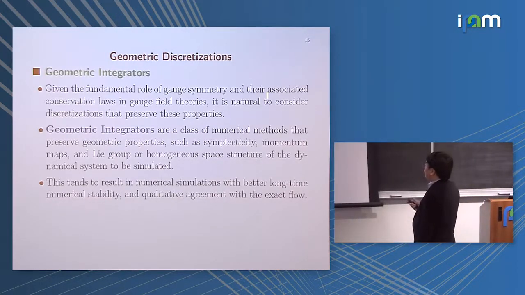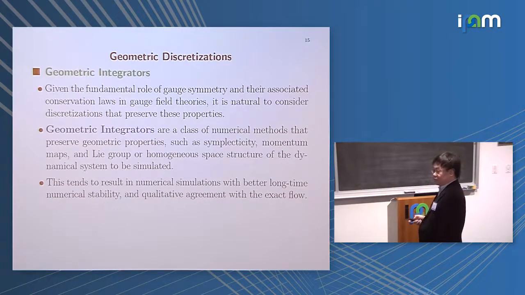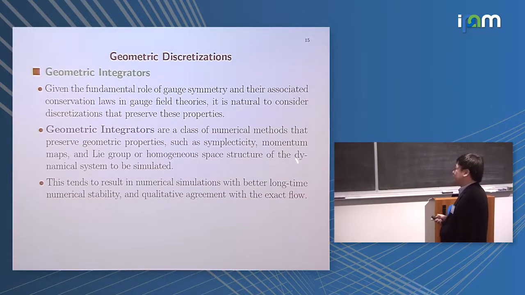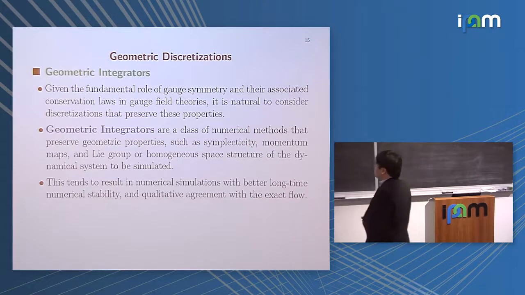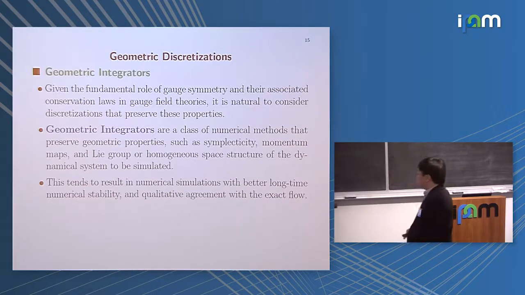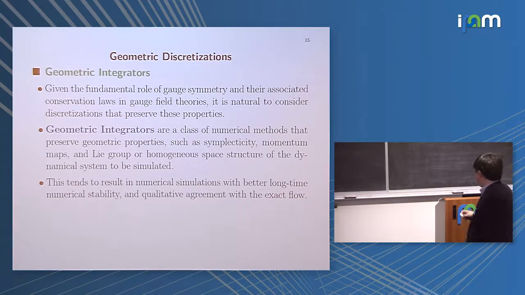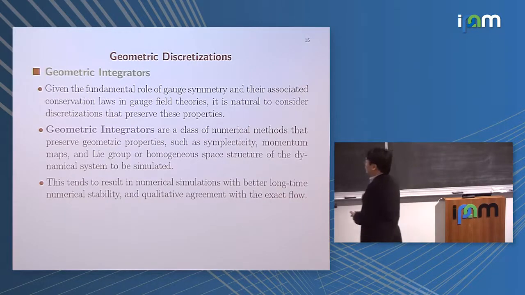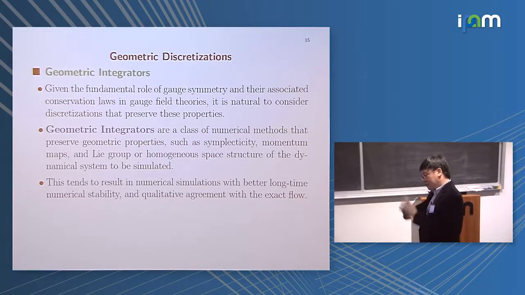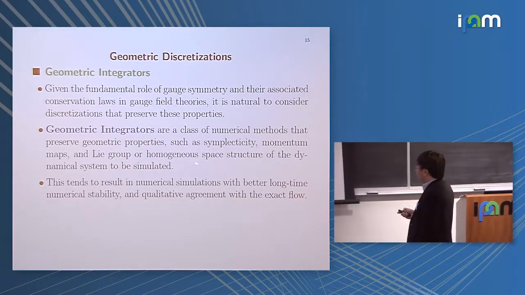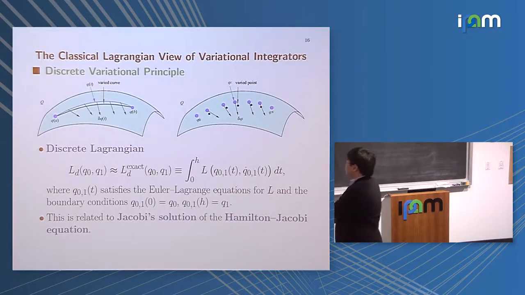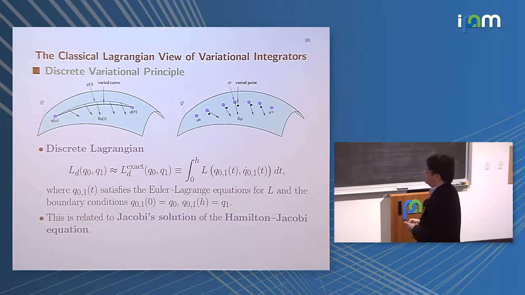Given the fundamental role of gauge symmetries and the associated conservation laws in field theories, it's natural to consider discretizations that preserve these properties. There has been a lot of interest in the numerical analysis community in a class of methods known as geometric integrators. These are numerical methods which preserve geometric properties such as symplecticity, momentum maps, and Lie group homogeneous space structures in the dynamical system to be simulated. One reason this is significant is that the continuous dynamical system evolves on the level sets of these geometric objects. So having numerical methods which respect that conservation property means you're evolving on the same constrained spaces. This often results in numerical simulations with better long-time numerical stability and better qualitative agreement with the exact solution.